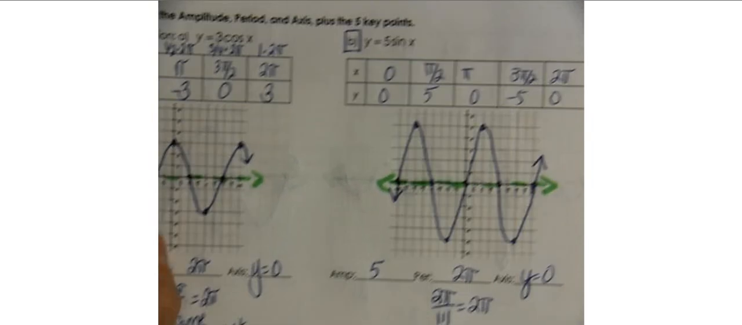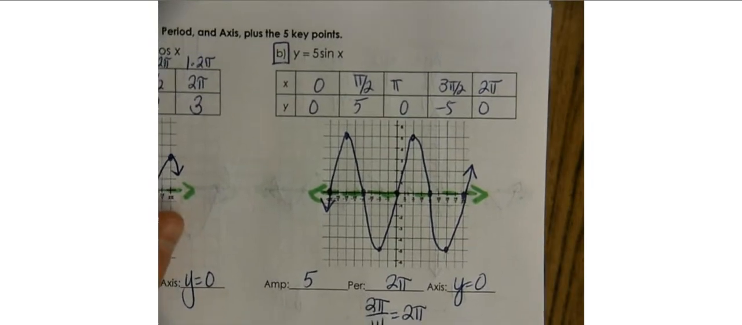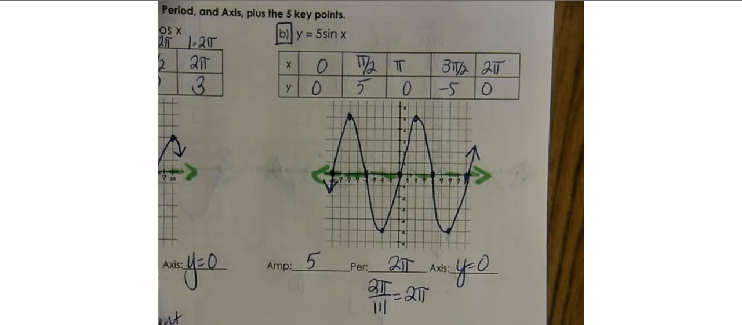All right, let's go ahead and see how you did. So here is the first letter B. y equals 5 times the sine of x.